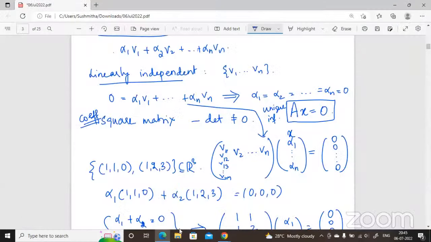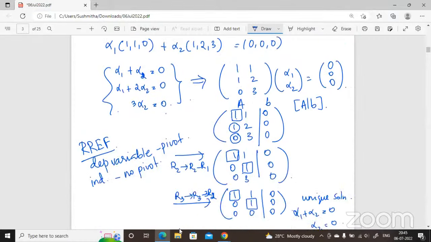Ma'am, in case of augmented matrix, we never consider the last column as independent or dependent, ma'am. No, the last column doesn't correspond to the variables. It is the right hand vector. So why should that relate to dependent or independent variables? The first column of the coefficient matrix corresponds to the first variable. Second column corresponds to the second variable.